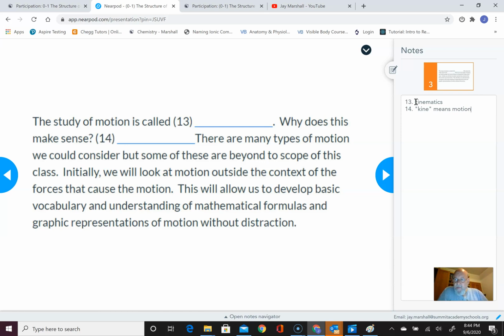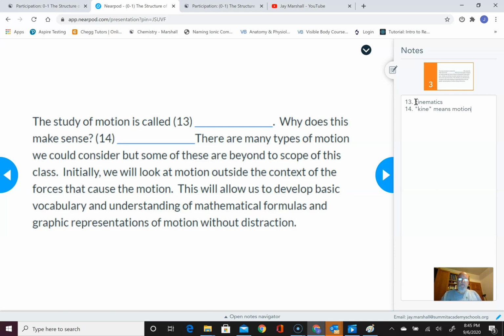And so there are many types of motion we could consider. Some of these are going to be beyond the scope of this class. But initially we'll look at motion outside the context of the forces that cause motion. Remember, we said forces give rise to motion. And you might ask, well, why are we not studying forces, or why are we not studying energy first?